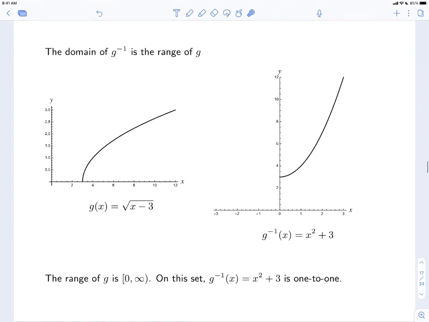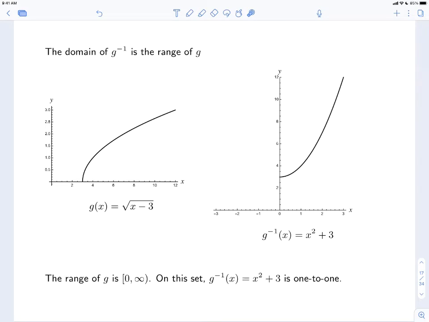Remember that the domain of g inverse is the range of g. Well, here's a graph of g, g at x equals the square root of x minus 3. The range of g is the set of all non-negative real numbers. That is, all of the numbers from 0 to infinity. So that's the range of g. Well, then the domain of g inverse is the same. So the domain of g inverse is the set from 0 to infinity, including 0. That is, the set of non-negative real numbers.